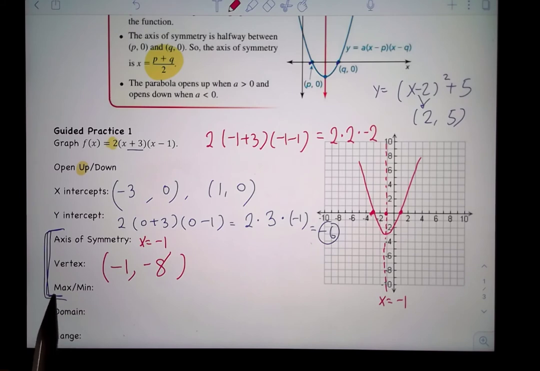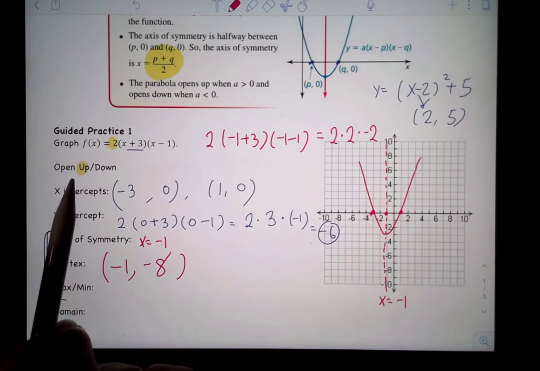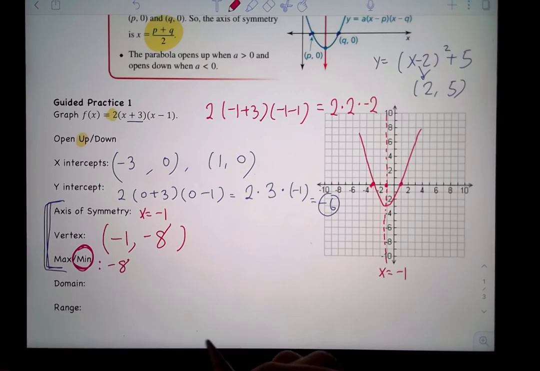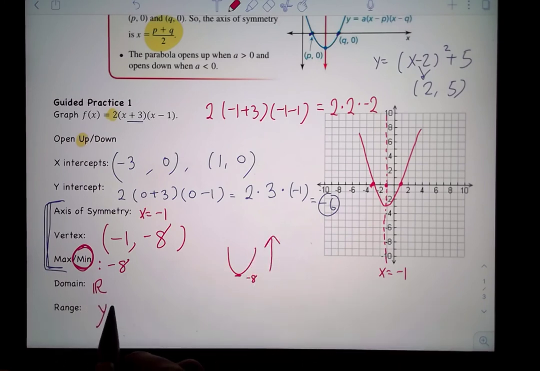So, do I get a maximum or minimum? We get a minimum because the graph opens up. So I get a minimum, and my minimum value is -8. Right? My minimum value is -8, because it's the same as the y-coordinate of the vertex, right? And my domain, because that's a quadratic function, is all real numbers, and my range. The graph looks like that, and this is -8. So all the graph is above -8. So we say y is greater than or equal to -8.